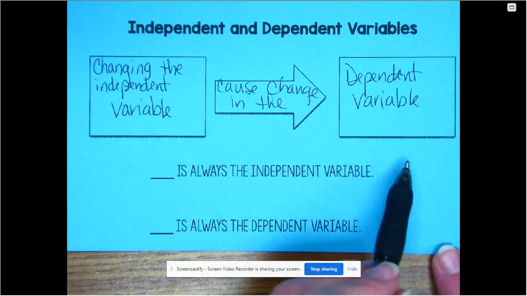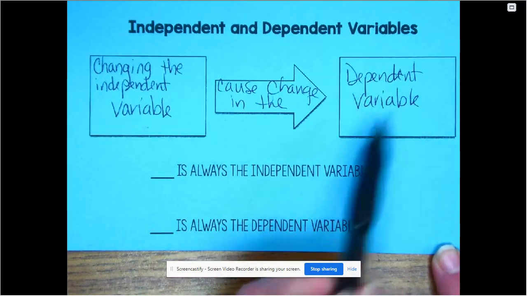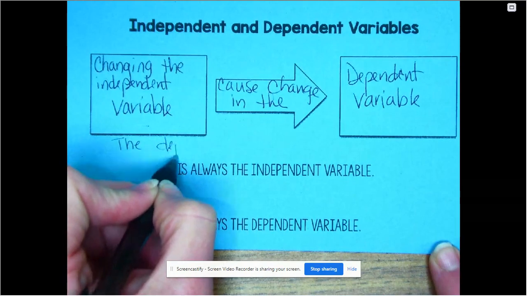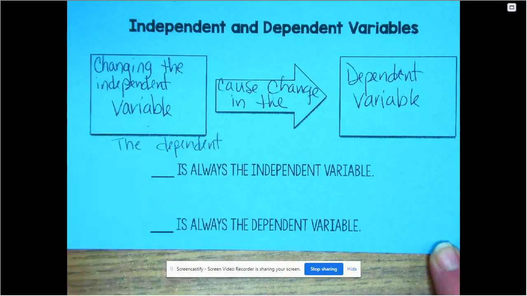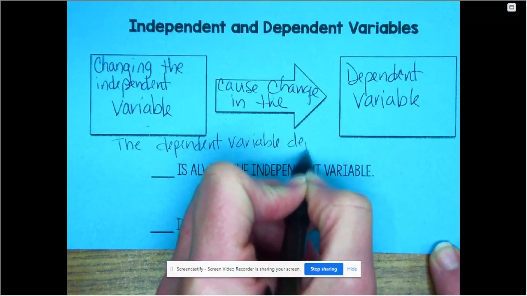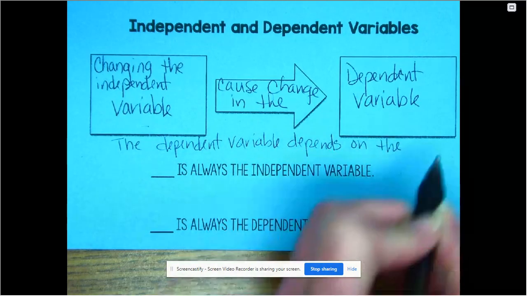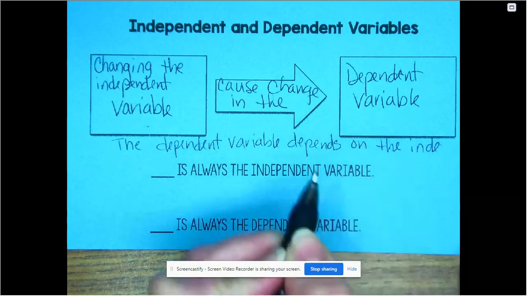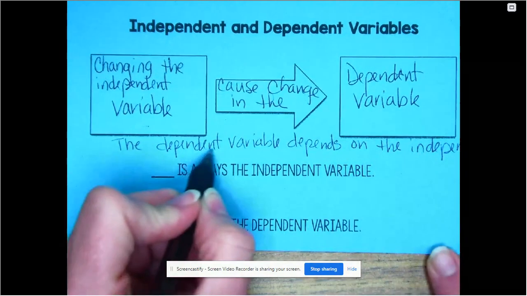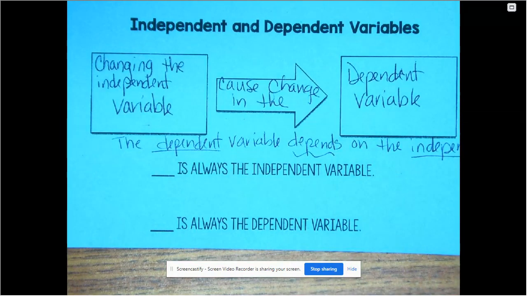So another way to say this, instead of changing the independent variable causes change in the dependent variable, another way to say this is the dependent variable depends on the independent. The dependent variable depends on the independent.